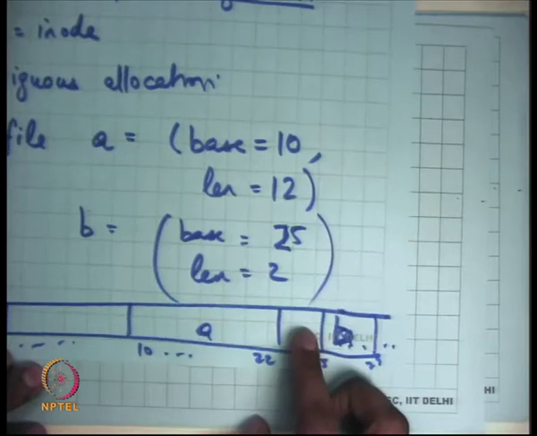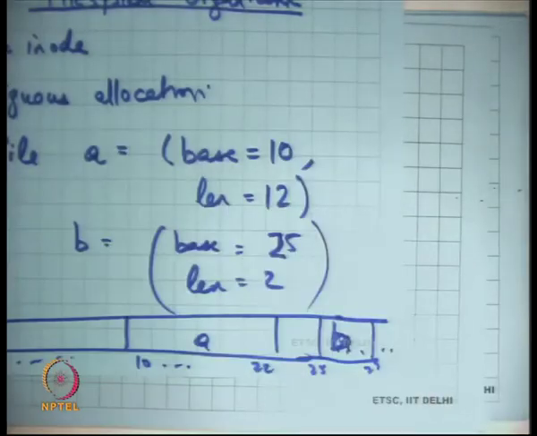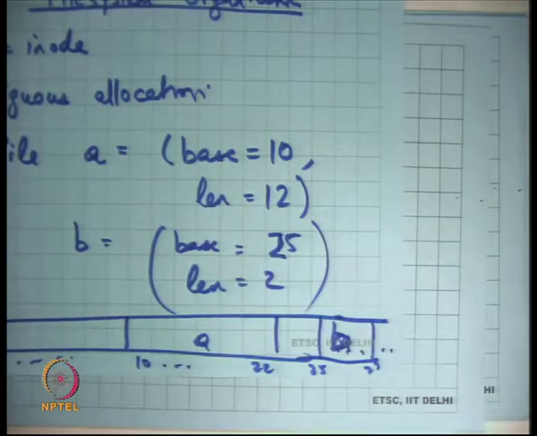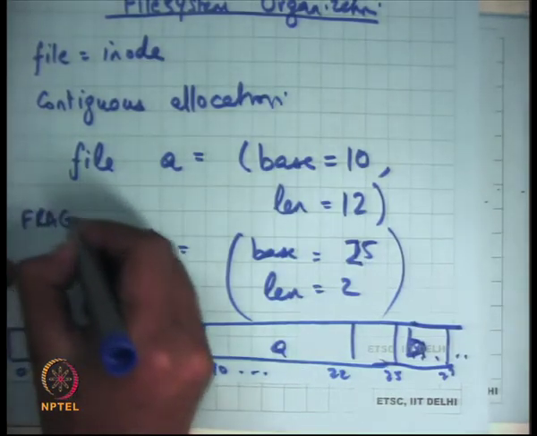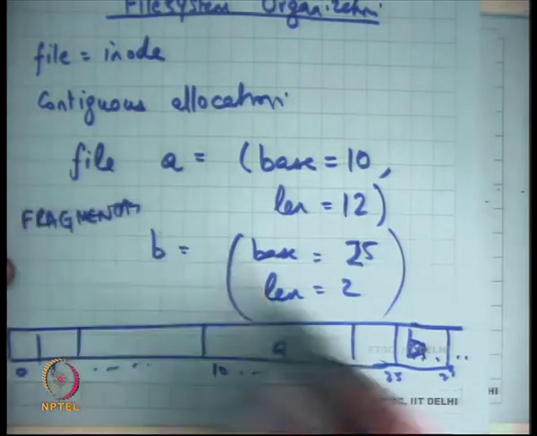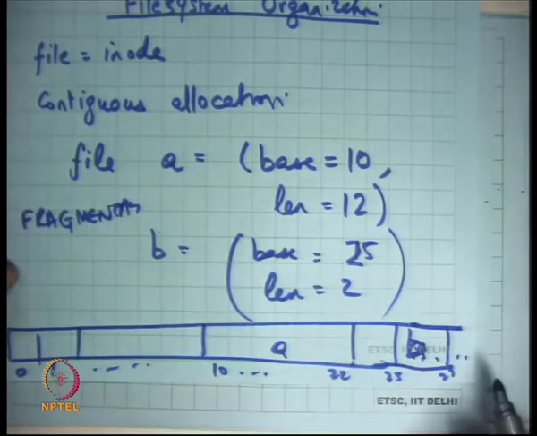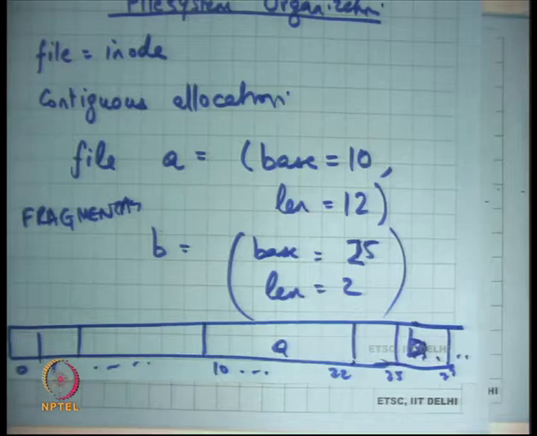Fragmentation, right? So for example, this space cannot be used for a file which needs 5 blocks or something, right? So one problem is fragmentation. What's the other problem? Growth, right? If I want to grow the file A by 10 blocks, I have to copy the entire file to some other location, and that's a global operation.